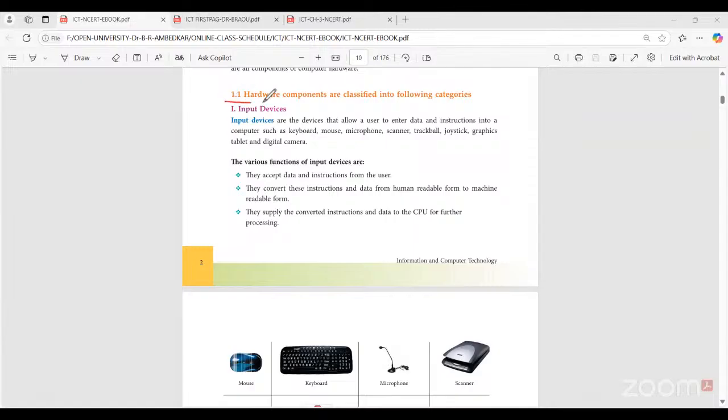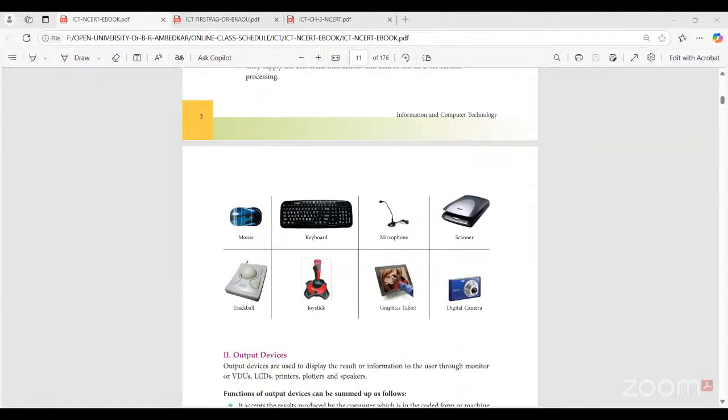And these hardware components are divided into some classifications. One classification is input device. Input device means, the name itself is telling, devices. The devices means they are physical components, and physical components we can touch and feel. So these devices are likewise.